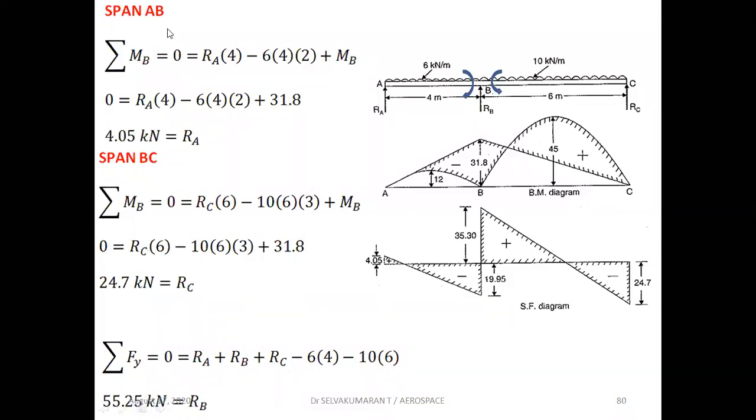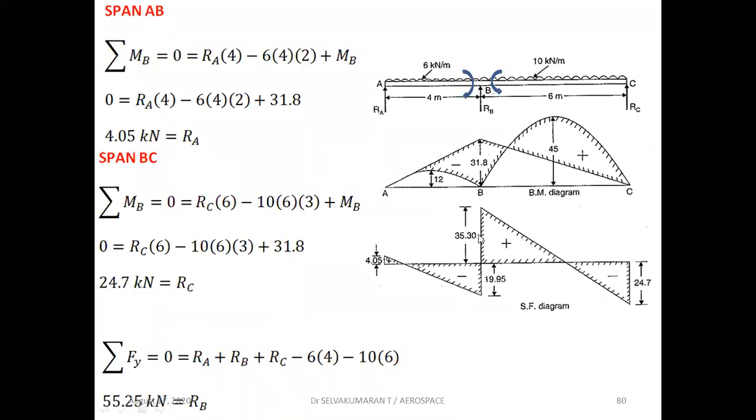Now when you sum up all the support reaction values, RA plus RB plus RC should be equal to the external loads acting on the beam, that is 6 into 4 plus 10 into 6. If it is not equal, you have made some mistake in writing the bending moment equation, or in calculating the support reaction values.